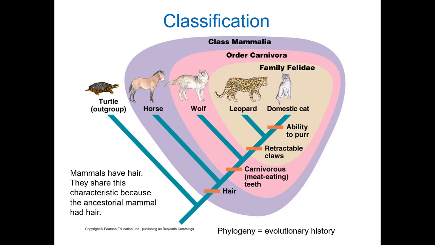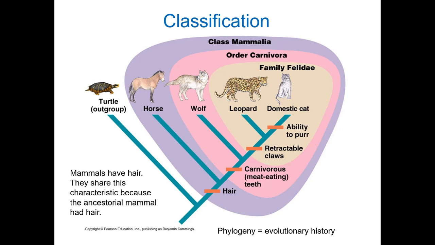Now, note that we have another group here known as the outgroup. That would be the turtle in this case. The turtle is distantly related to all of these creatures. It is a vertebrate. It has a backbone. It has a bunch of things that it shares with mammals, but it doesn't share the fur. It doesn't share the nipples or the milk production. This is something we can compare all of the other organisms on this chart to.